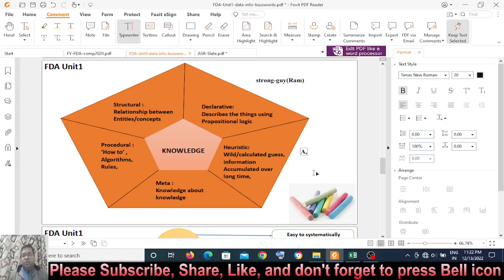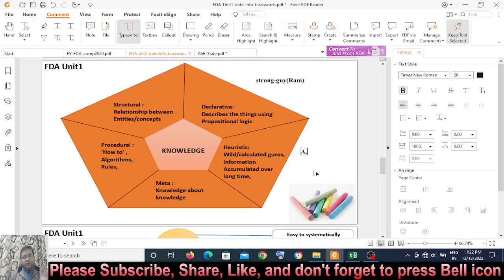Now, procedural knowledge. Procedural knowledge is all your algorithms, basically the procedures. So how to do something, when you know that it is a procedure. Sometimes there may be certain rules to follow, then that is a procedure. All such things are called procedural knowledge. Then we come to structural knowledge, the relationship between entities and concepts. Whenever you are on some table, you see rows and columns and some relationship is there. We can call that structural knowledge, or conceptual knowledge, or entities.